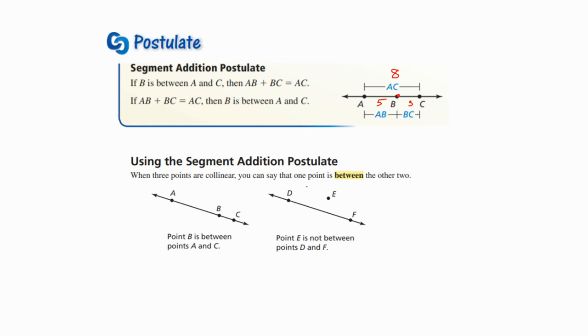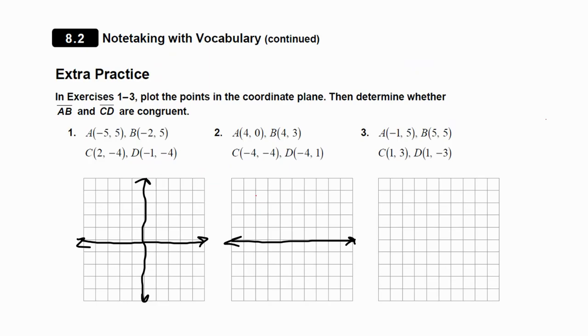We put a point in between the other two, and notice that that only works when they are collinear. If point E is off it, off that line, I can't use segment addition, because these diagonal lengths are actually going to be more in sum than the length that's straight between D and F.